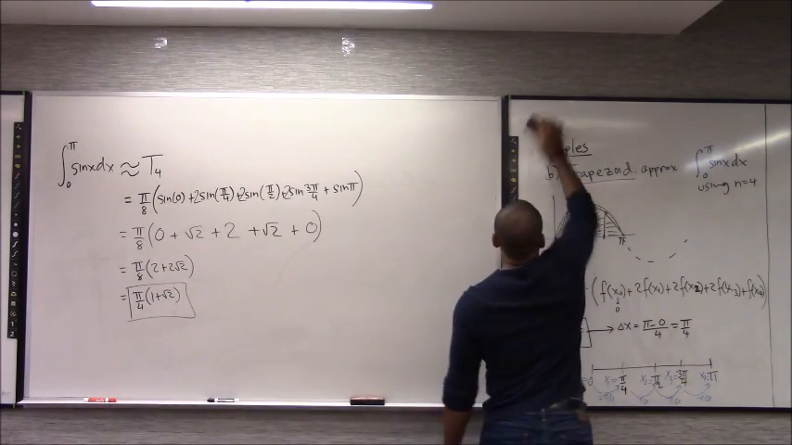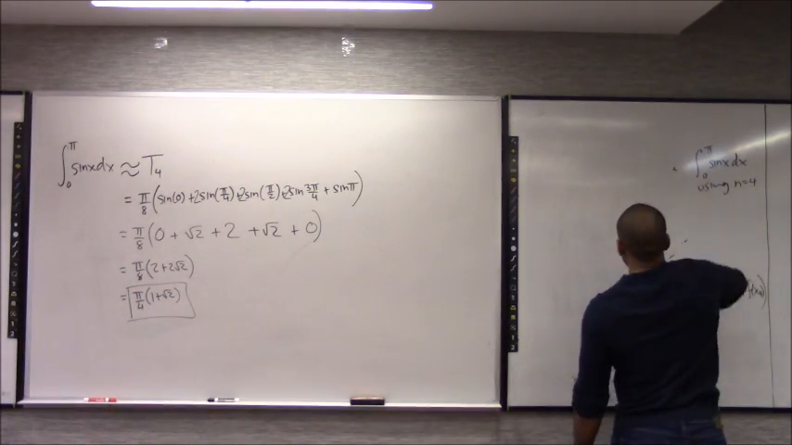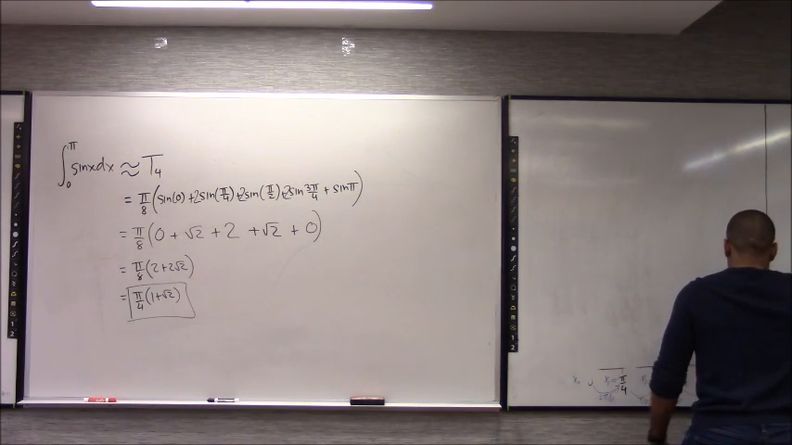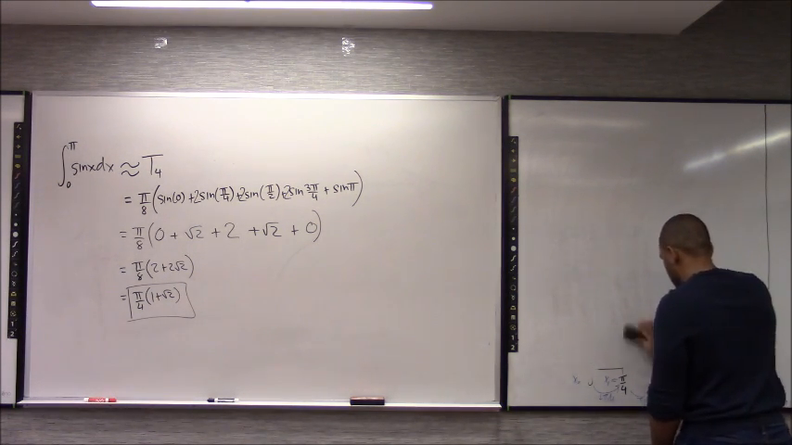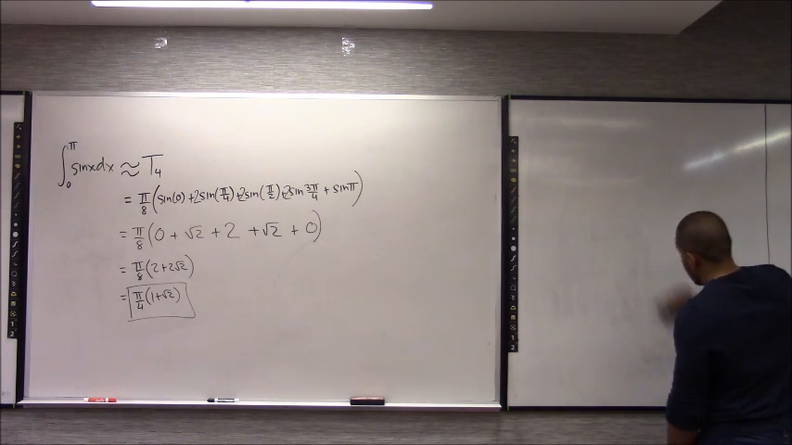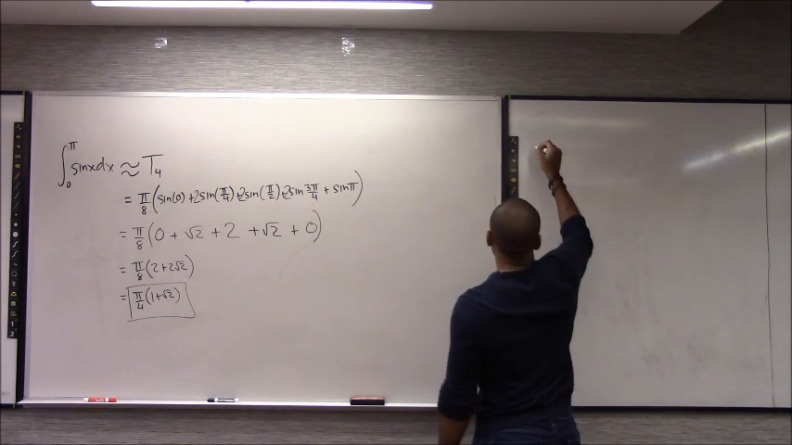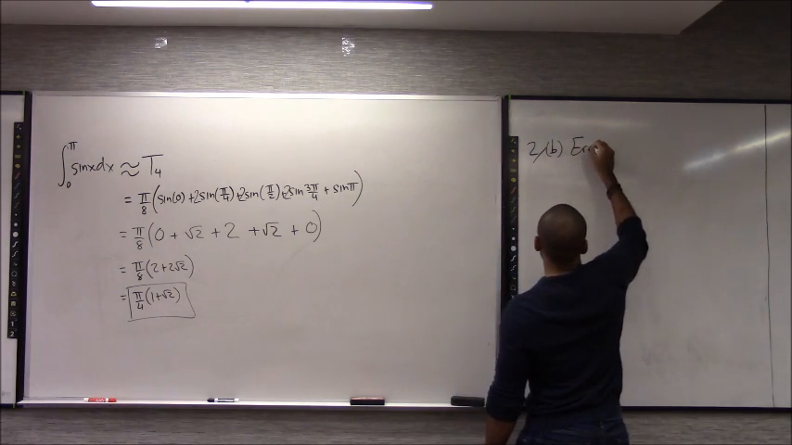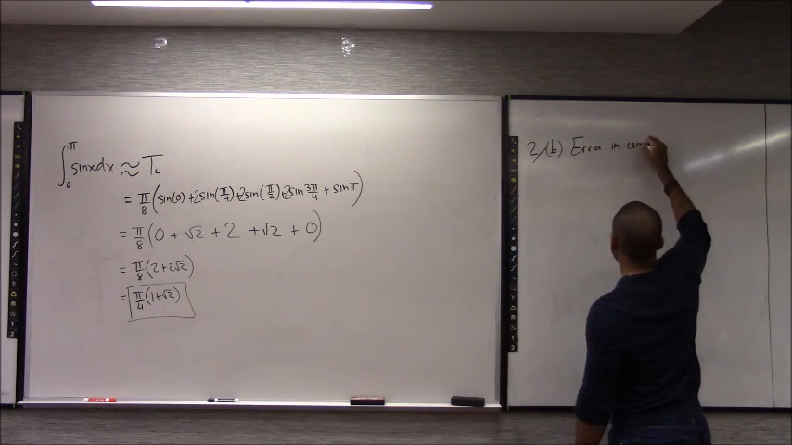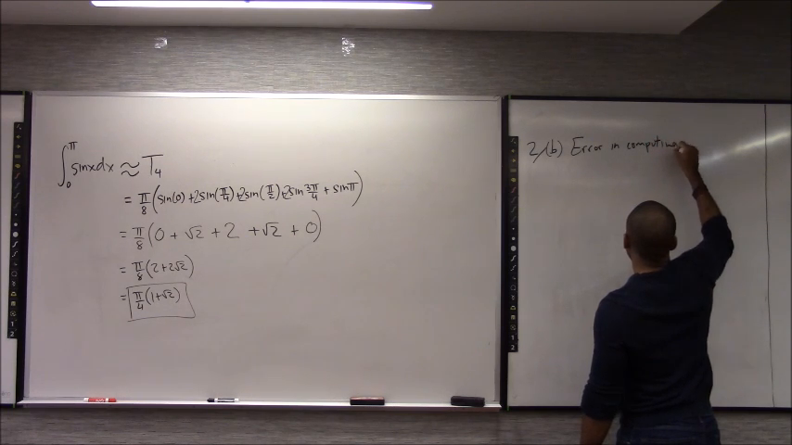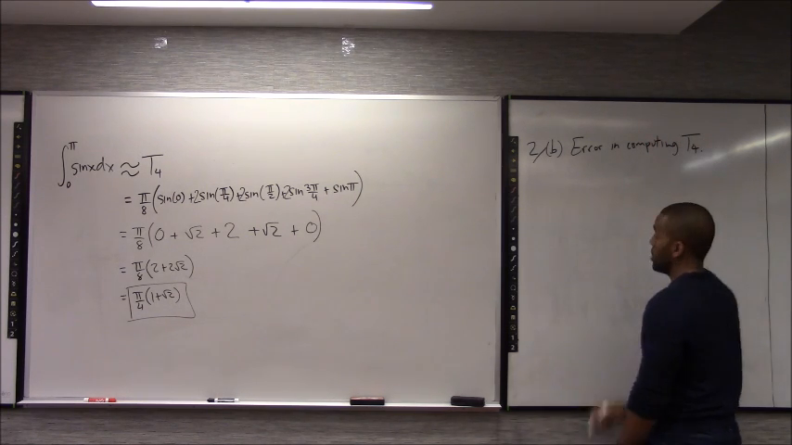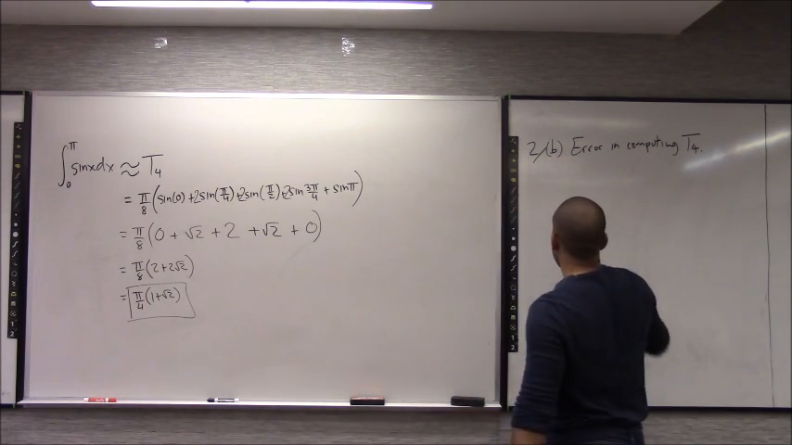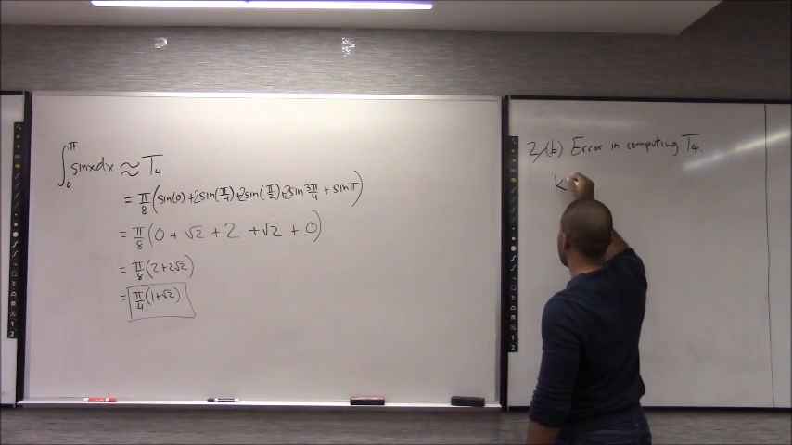So in problem 2, of course I want you to do parts A and C on your own, and we'll probably rush through those next time, but just so you know what to do here. Problem 2, part B, asks us for the error in computing T sub 4. So when you have to do that, what do you need to find? Well, I need to know what K is. That's going to be important.